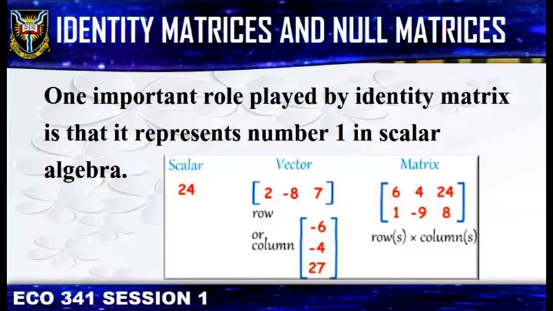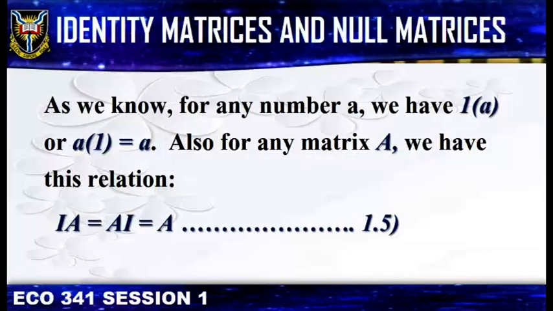One important role played by the identity matrix is that it represents the number 1 in scalar algebra. As we know, for any number A, we have 1A = A. Also, for any matrix A, we have this relation: IA = AI = A. Equation 1.5.